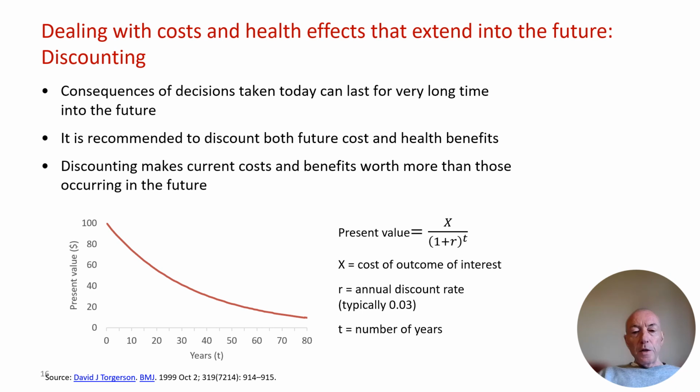So you can see the formula to the right of what the present value is plotted on the graph for $100 in current value by years into the future. And you can see from that that the cost declines by an annual discount rate. The value declines by an annual discount rate of 3%, 0.03. So you can see how much the present value declines over time.